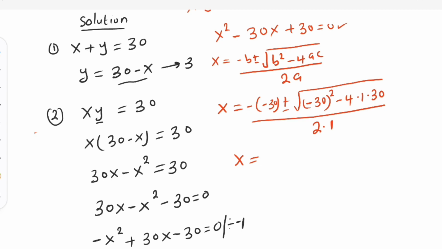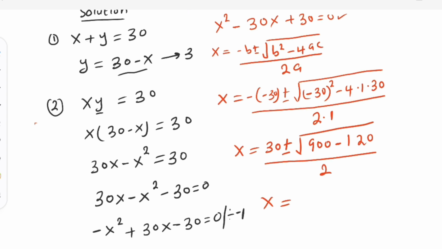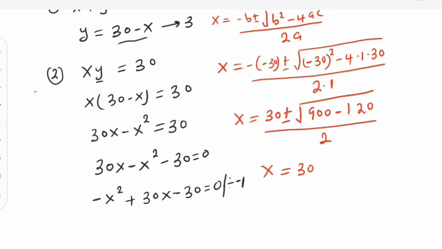x is equal to minus multiplied by minus 30. This is 30 plus or minus square root of minus 30 squared. That is 900 minus 4 multiplied by 1 multiplied by 30. That is 120, over 2 multiplied by 1, 2. x is equal to 30 plus or minus square root of 900 minus 120. That is 780 over 2.